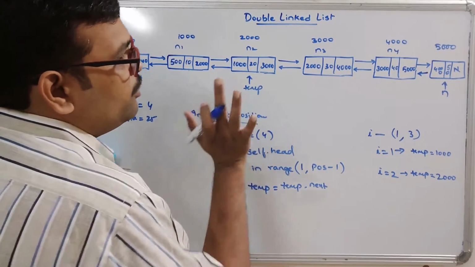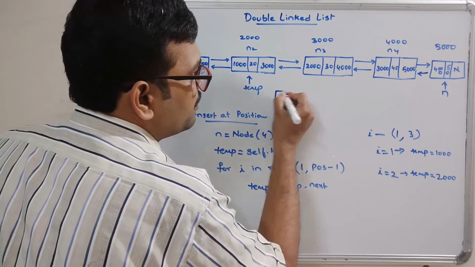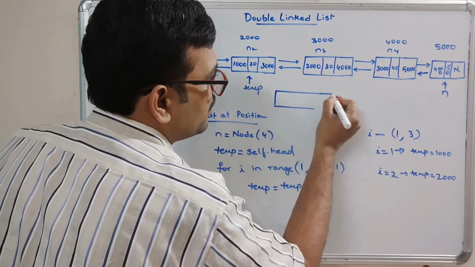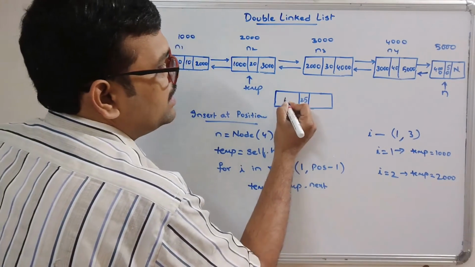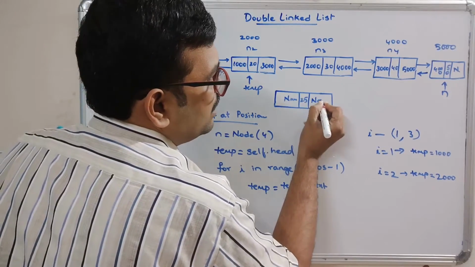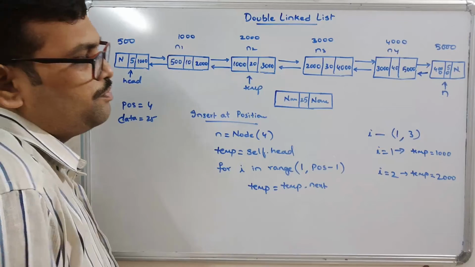So now the temp value is here, and a node is created here. A node has been created here with a 25. And this is a none and this is a none. So we need to link these two.